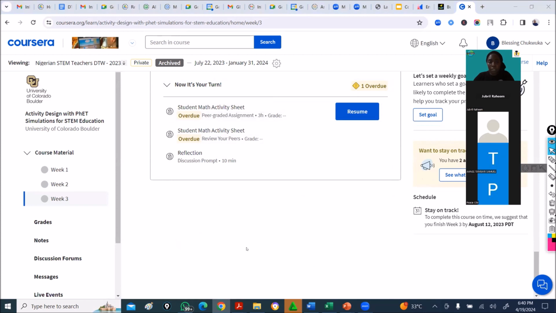Yeah, I see some things in the chat box. Does this mean my math teachers are not? Yes, math teachers are not to partake in week 2. Week 2 are for the science people.